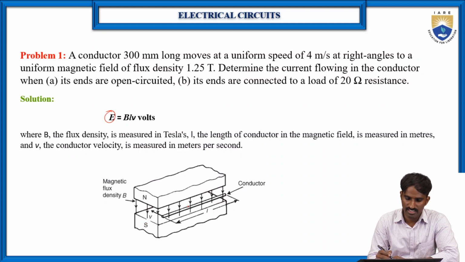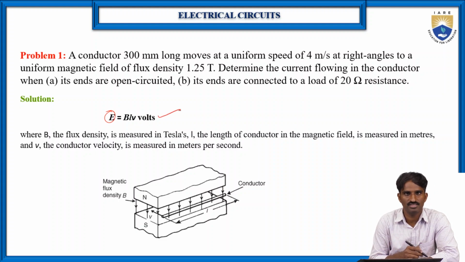Then when you place a conductor, and the conductor is moving with a velocity, let us consider V, there will be an EMF induced across this conductor or coil. So what is the EMF induced across the coil, and what is the current flowing through that coil, that we need to calculate. So E = B L V.